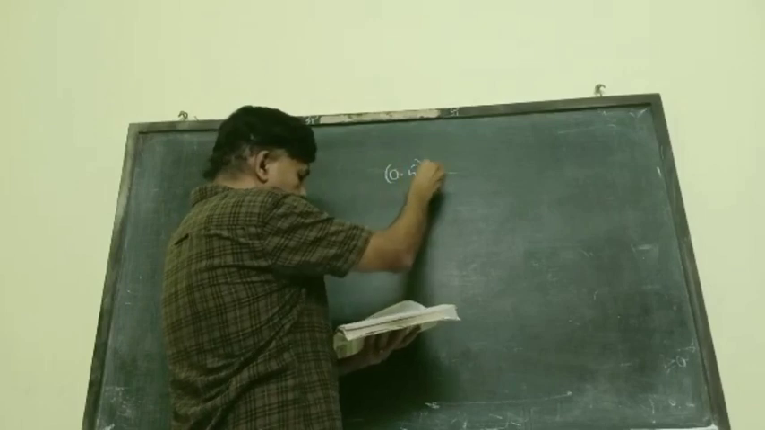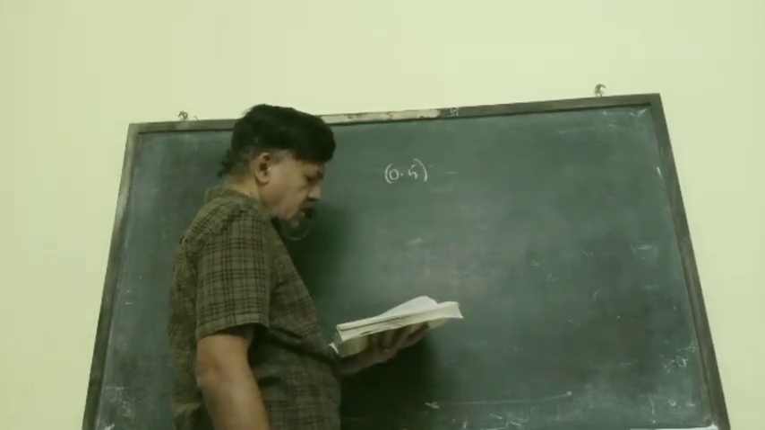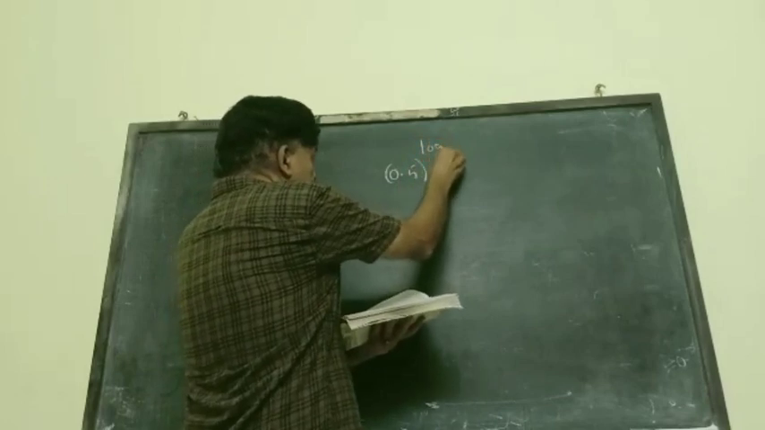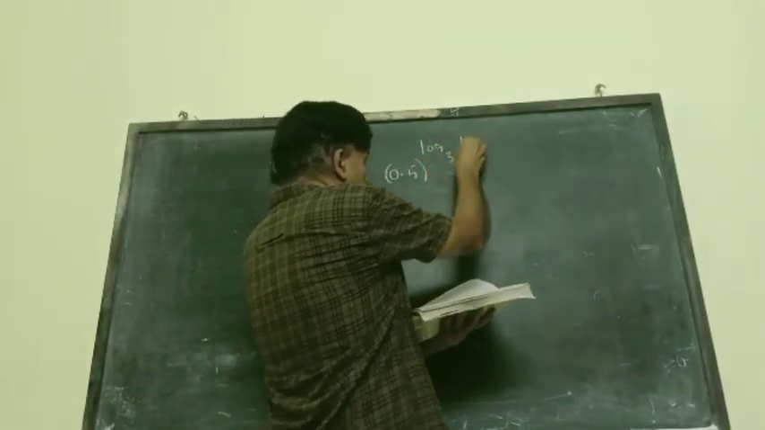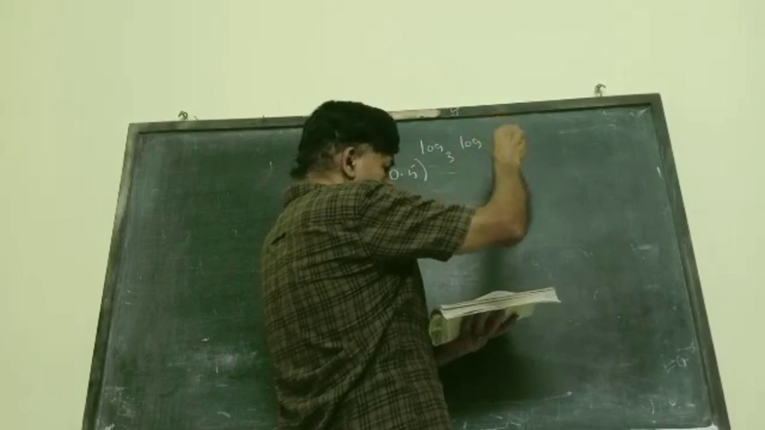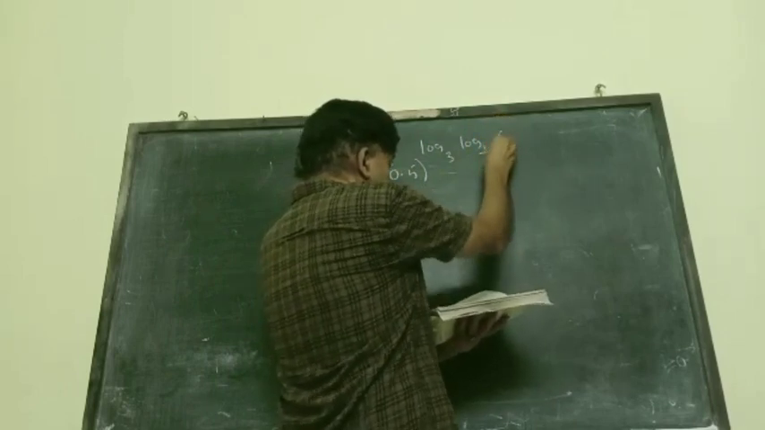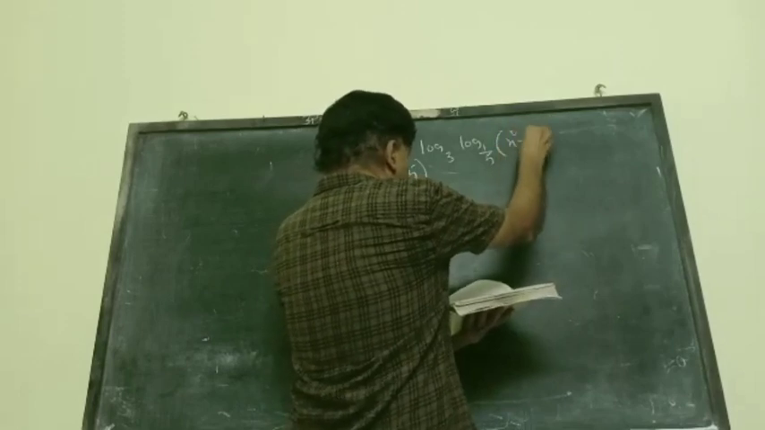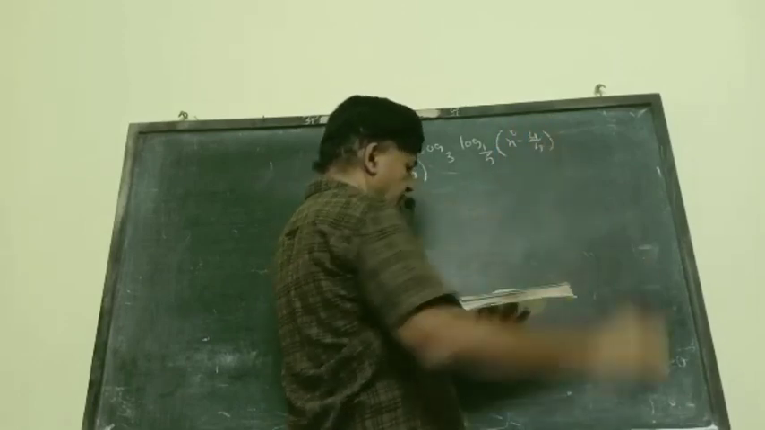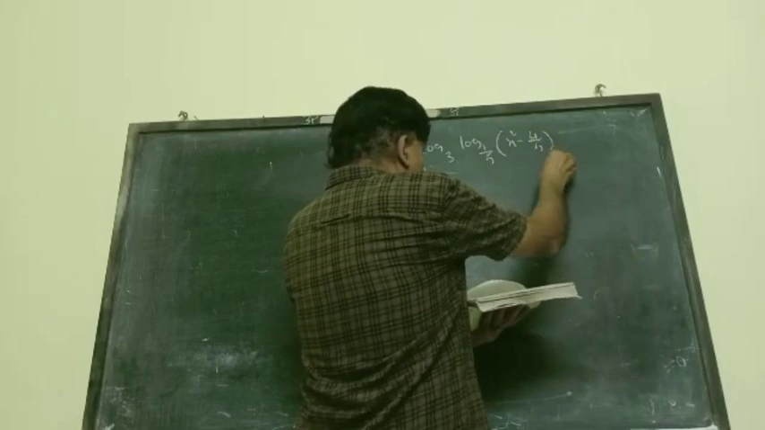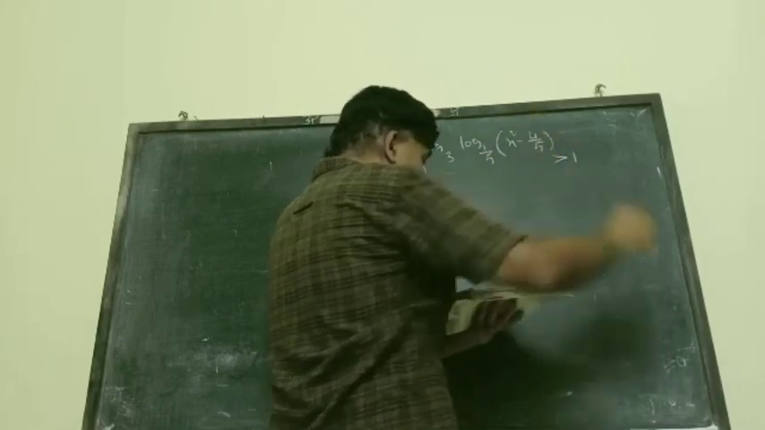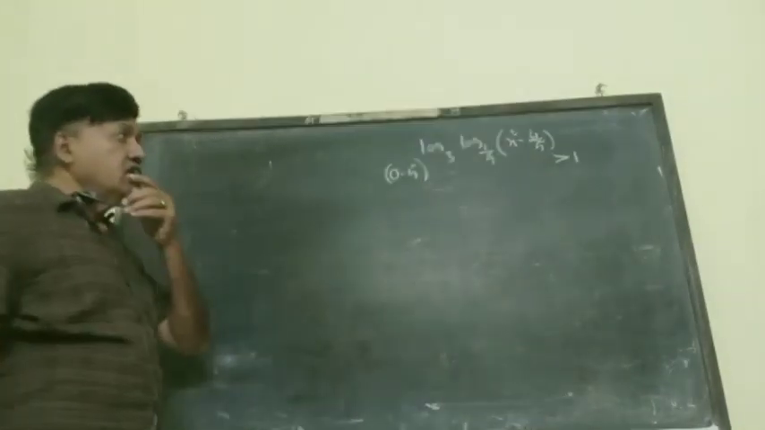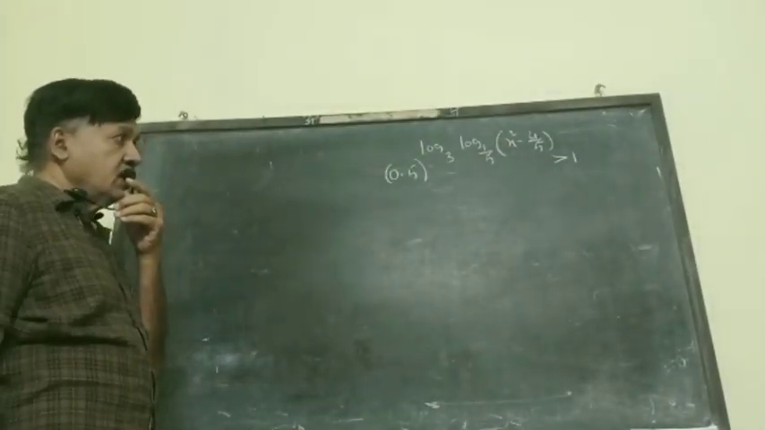0.5 whole to the power of log to base 3 of log to base 1 by 5 of x square minus 4 by 5 is greater than 1. Find all possible values of x.